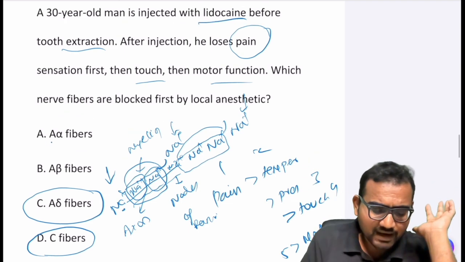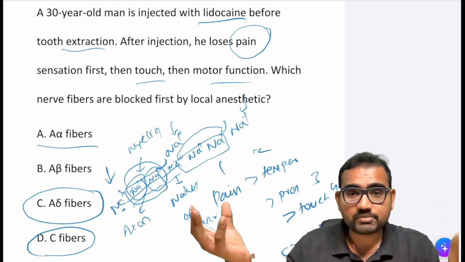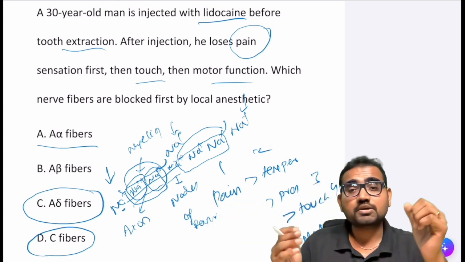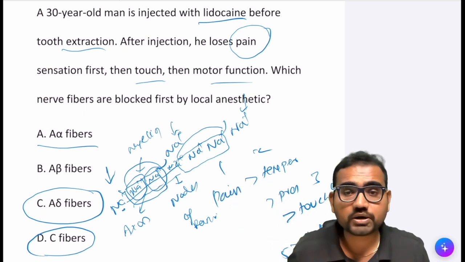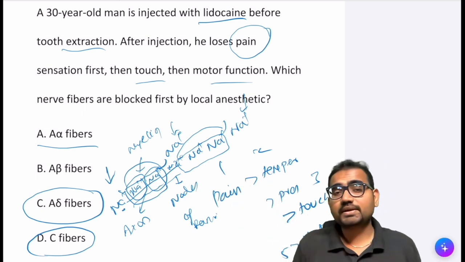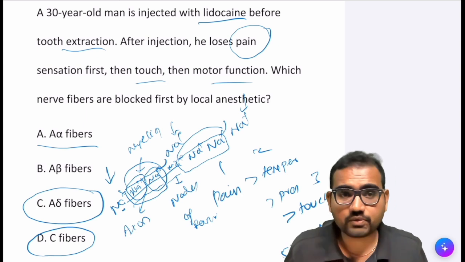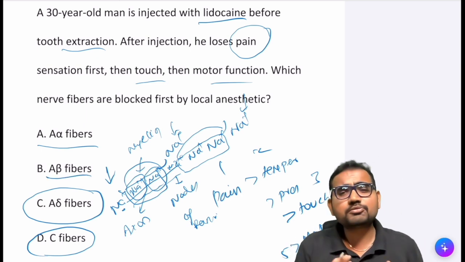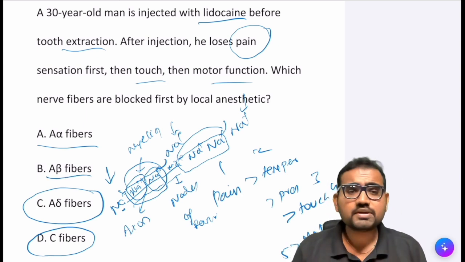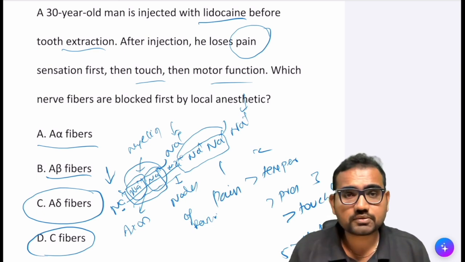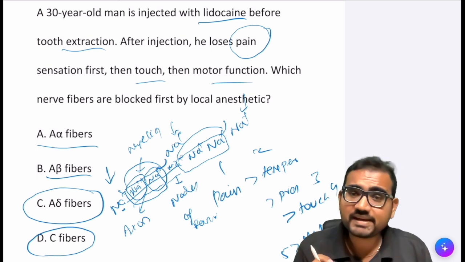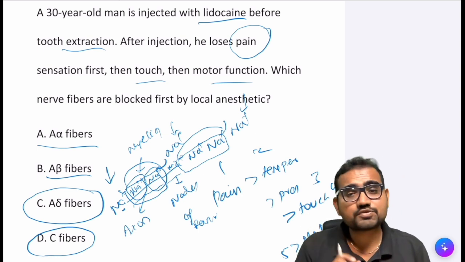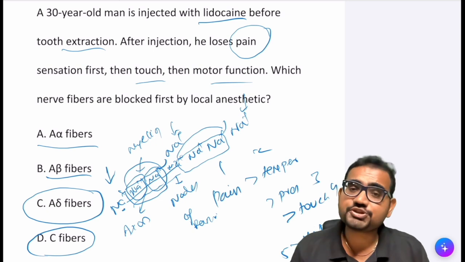The A alpha fibers are extremely large, deep-rooted myelinated fibers. They carry impulses to the motor system, the motor neurons, so they are not that easily anesthetized by lidocaine. And A beta fibers are medium to large fibers. Out of these fibers, the A delta fibers are blocked by lidocaine very fast because they are myelinated and very small, and they are responsible for sharp pain.